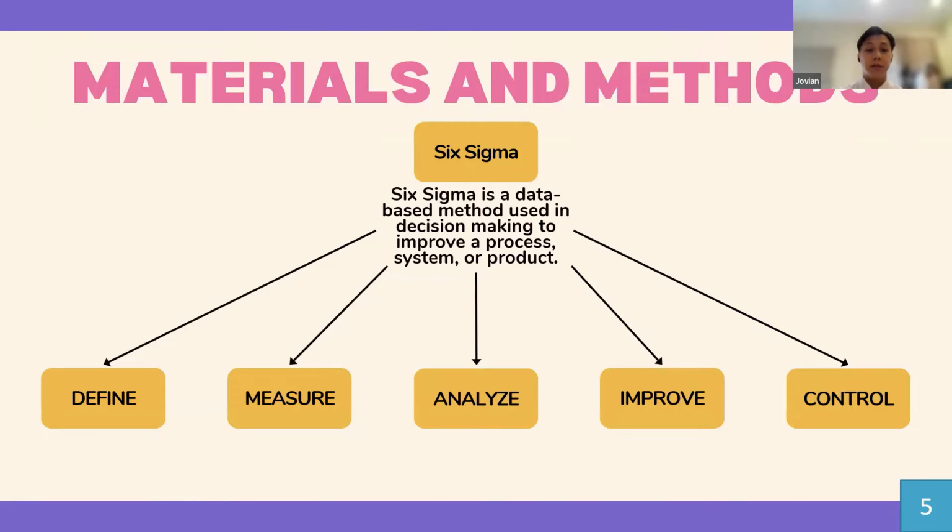Next is materials and methods. The Six Sigma method is a data-based method used in decision making to improve a process, system, or product. There are 5 stages in Six Sigma. The first one is define, and then measure, analyze, improve, and the last one is control.